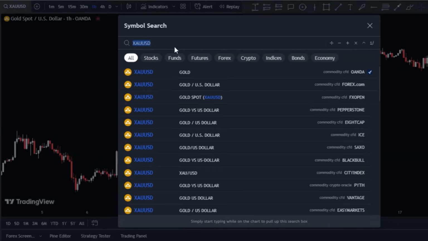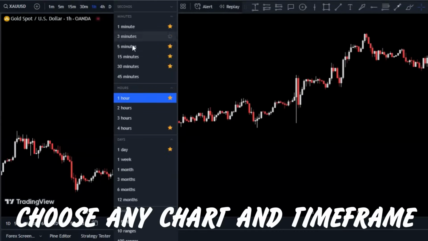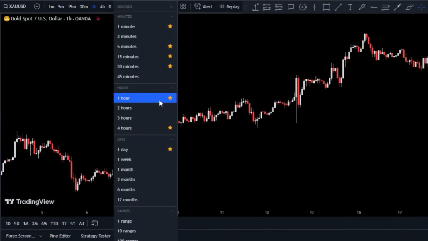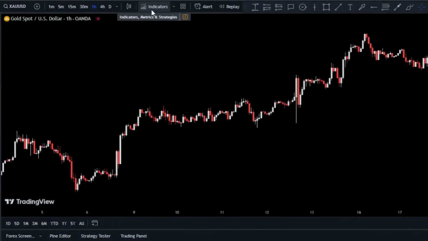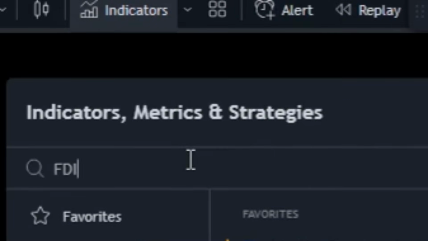Open up the TradingView website and choose any chart and time frame you'd like to trade on. Then head over to the indicator section and in the search bar, type in FDIA-STSL to add the FDI Adaptive Super Trend with Floating Levels indicator to your chart.